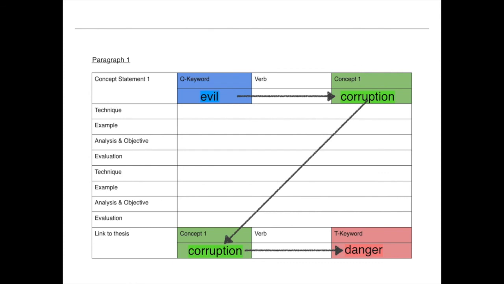The next step will be to support these ideas with evidence from the text, which is what you see in the middle, where you have techniques, examples, analysis, and evaluation. We'll go through that in another video. I hope this has clarified how you can use paragraph structure to help build an argument.